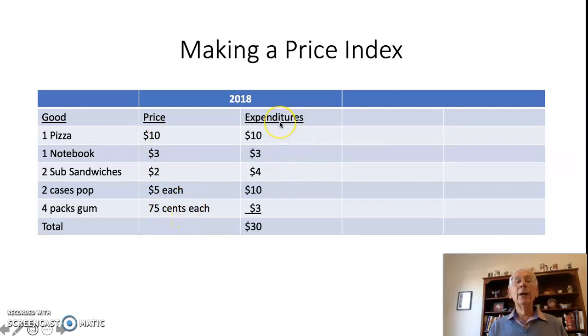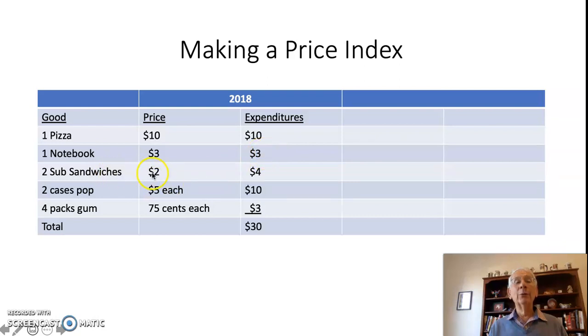Now what we want to find out next is how much people spend on each of these goods. If you have one pizza, costs $10, that's $10. If you have one notebook that costs $3, then the result is that you're spending $3 on notebooks.